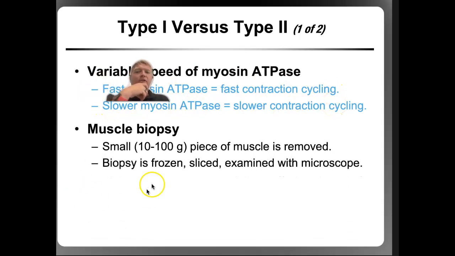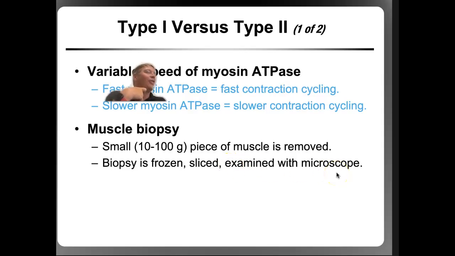So they would actually get this with a muscle biopsy. That will take about a 10 to 100 gram piece of muscle, and the thing will probably be like 2 millimeters thick. Like, it's a huge needle. And I'll show you a picture of it in just a second here. And then that biopsy is frozen, sliced, and then looked at under a microscope.